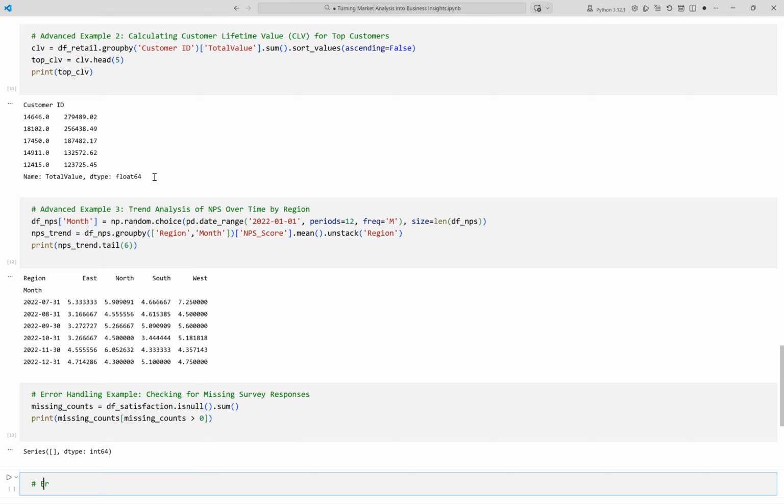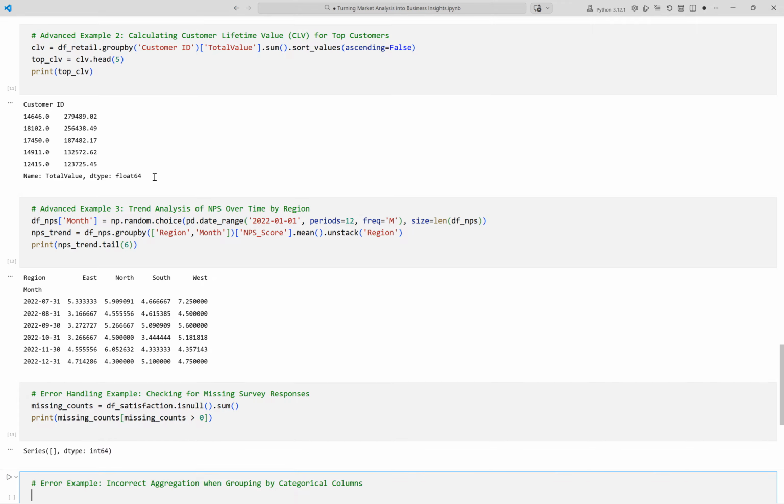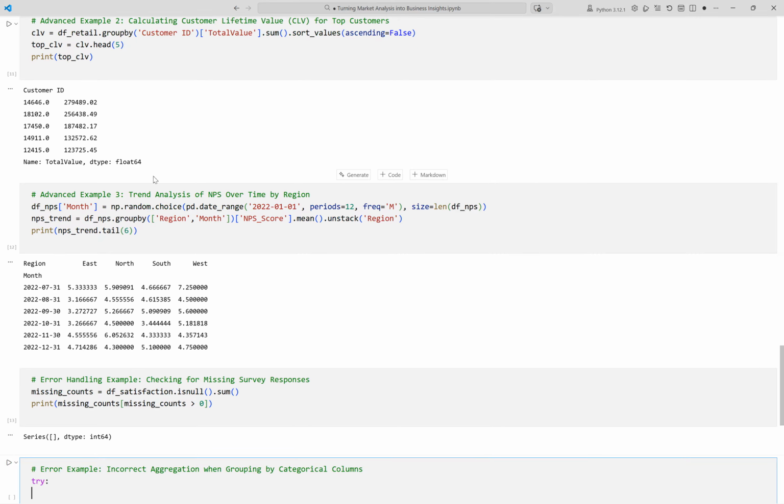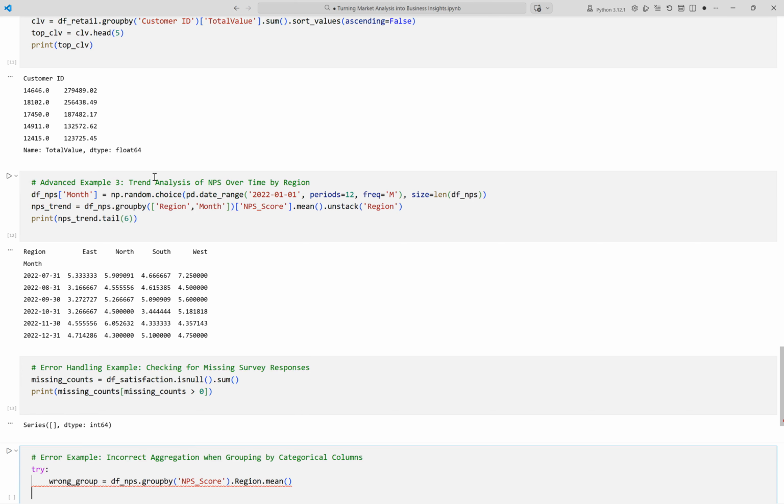Incorrect aggregations are a common mistake. Here we try to calculate the mean of a text column. Grouping by NPS score and averaging text regions does not work. We use a try except block to show the resulting error without stopping the lesson.